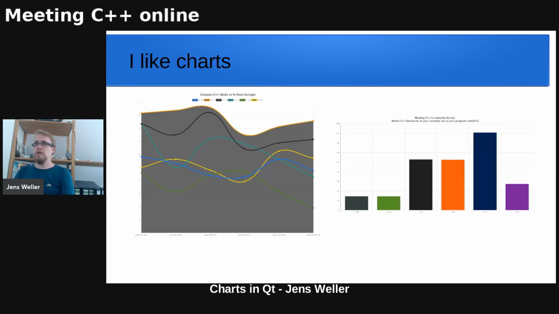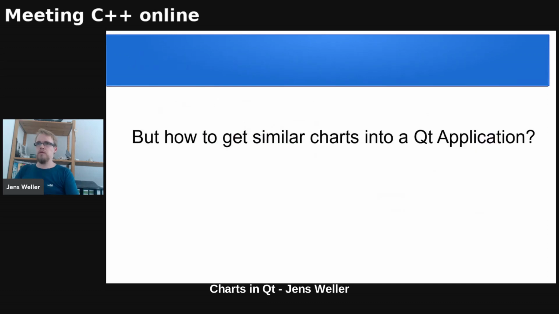And let's get started. So I do like charts. You probably have seen that through the survey for quite some time, and I also have some charts which I use for the job fair. Recently I've been playing around with the job fair data to see what we can know about the candidates from various job fairs. During that time, I got to the question: how do I get similar charts into a Qt application? What is out there?